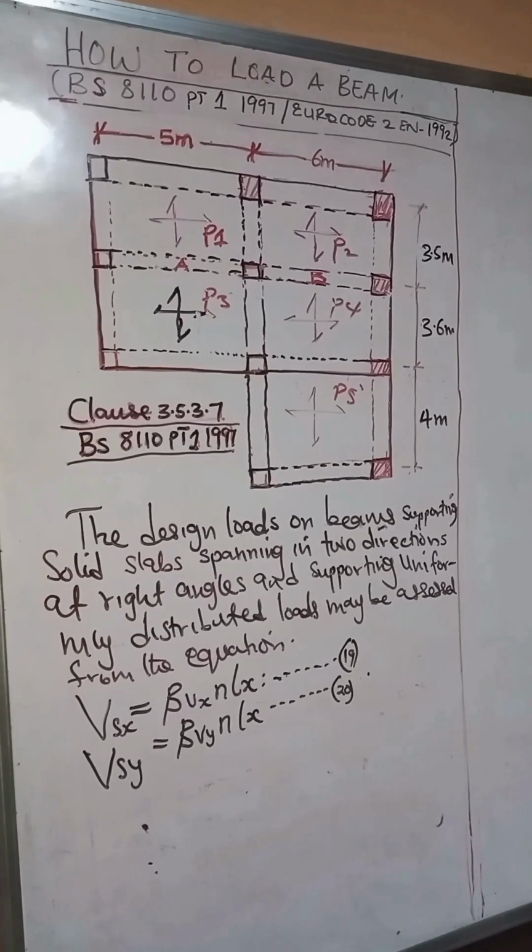Today we want to be dealing with the loading of beams in accordance with BS 8110 Part 1, 1997. Now, in loading of beams according to BS 8110, there are specifications for the loading of beams, and the specification is gotten from clause 3.5.3.7 of BS 8110 Part 1, 1997.